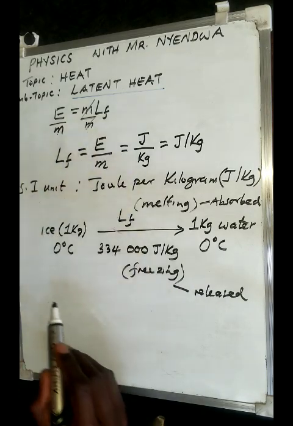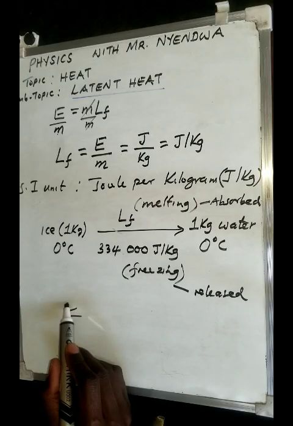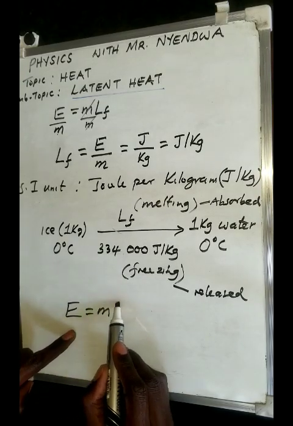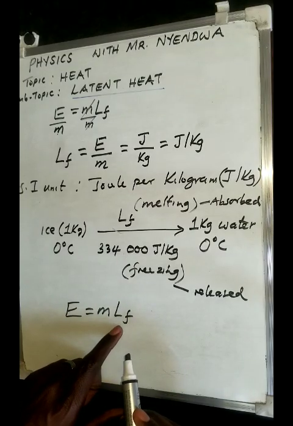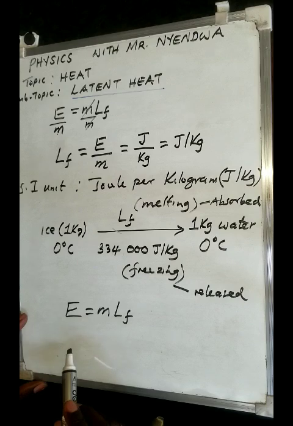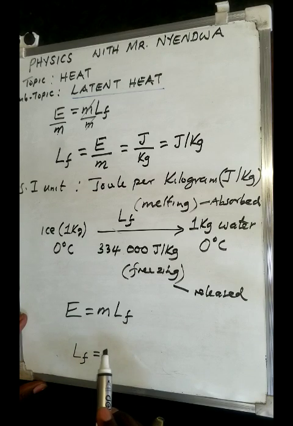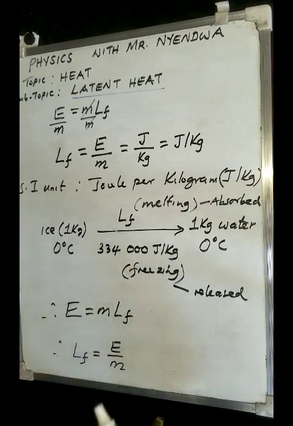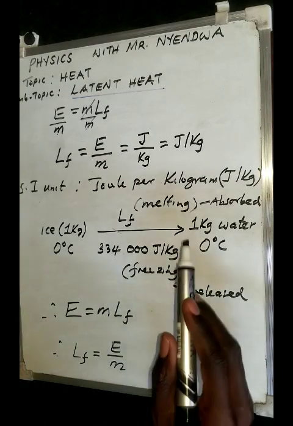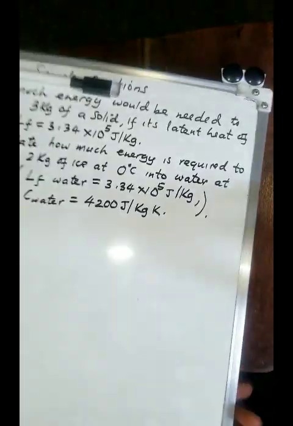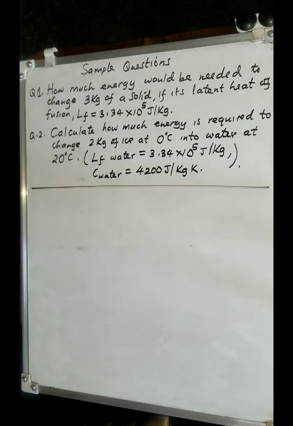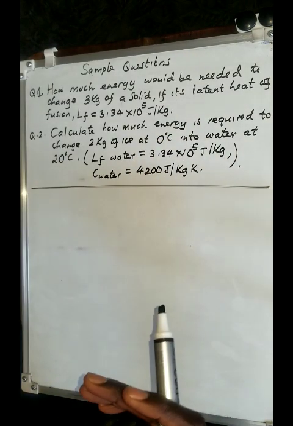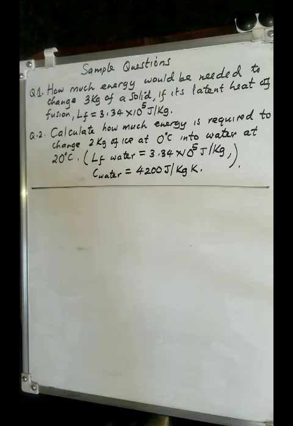What is important is for you to remember the formula that the amount of thermal energy is equal to mass multiplied by the latent heat of fusion. Therefore, you can make specific latent heat of fusion the subject of the formula. You find that it will be just the energy divided by the mass. So these are important concepts that you need to remember. Right, I hope this is helping you, but let me now look at an example so that I can show you how to apply the concept we have talked about.